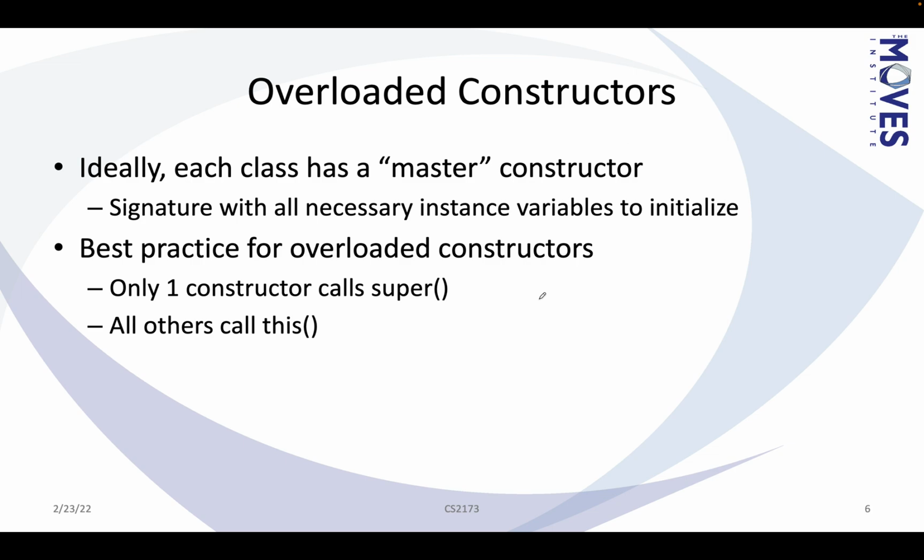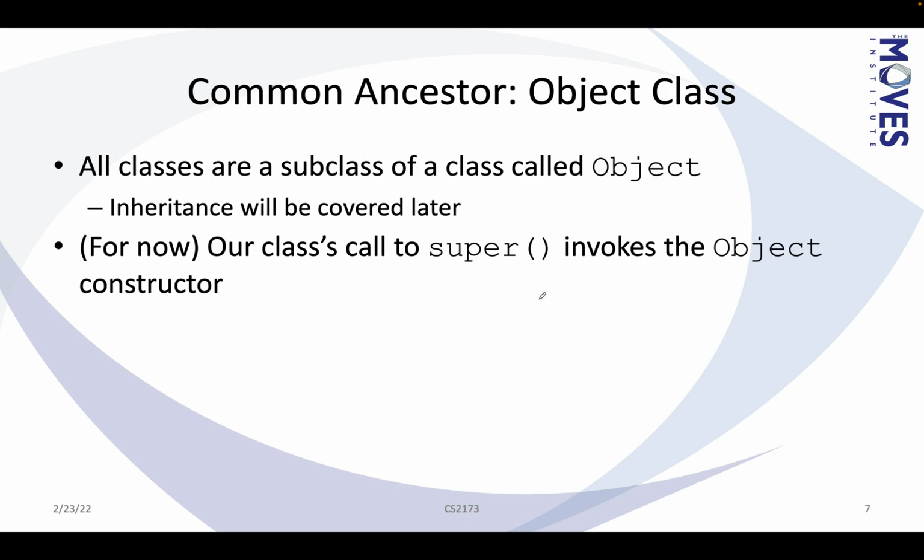Okay, it bears repeating. In some cases it isn't always possible, but that should be the default: when you have a class with instance variables that need to be initialized, have one constructor that initializes all of them. If there are default values, have other constructors that set some of the instance variables, use default values for the others, and always call the master constructor. Ideally, you only have one constructor that calls super. That's ideal, and everybody else calls this.